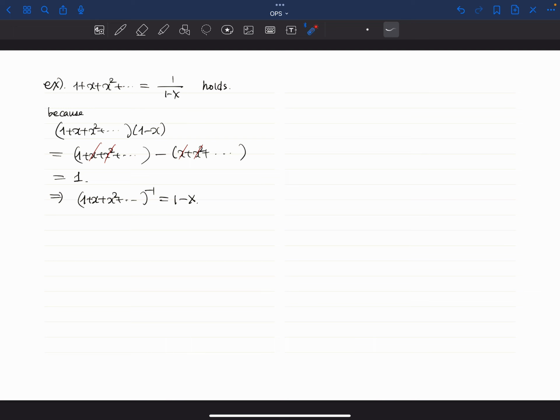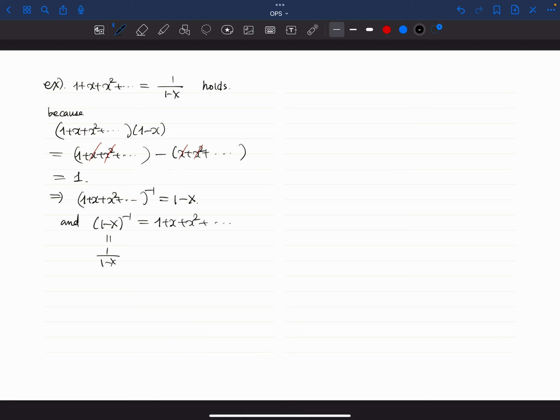Equivalently, this is also the multiplicative inverse of this. So we can say the multiplicative inverse of 1 minus x is 1 plus x plus x squared plus ... But this is the same notation as 1 over 1 minus x, so that's why we have this. So this is true because this satisfies the definition of the inverse of a formal power series.